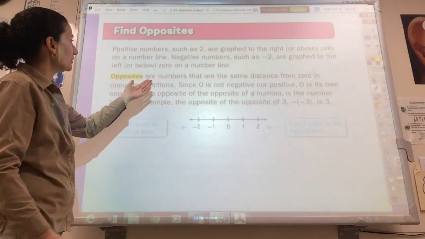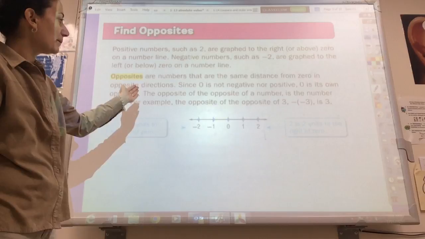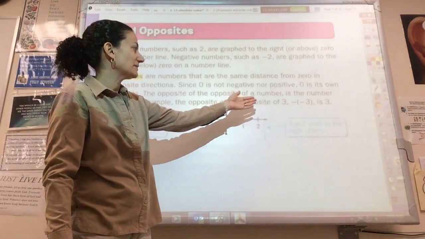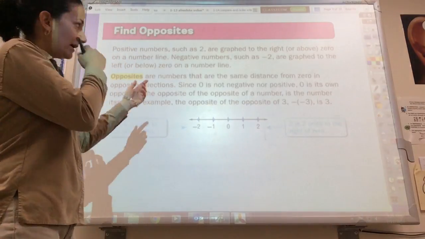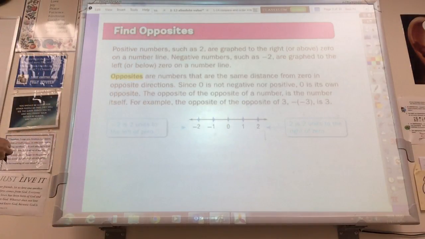So take, for example, the opposite of 3. The opposite of 3 is negative 3. The opposite of negative 3 is 3. Now take a look at this information here.